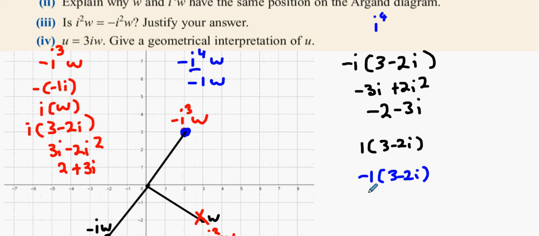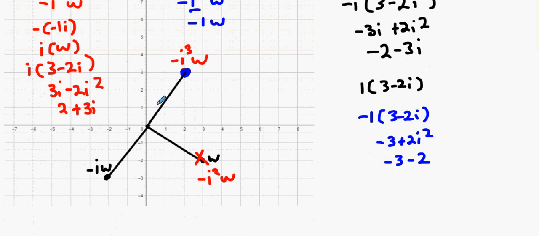And oddly enough, what you end up doing there is minus 3 plus 2i squared, which is minus 3 minus 2. Yeah, that's extreme. So you end up here, and you end up going all the way back across over here. So it really has no pattern when you multiply by minus i.